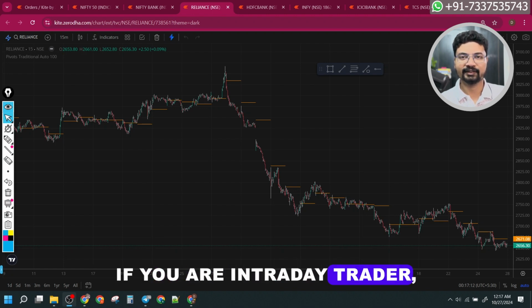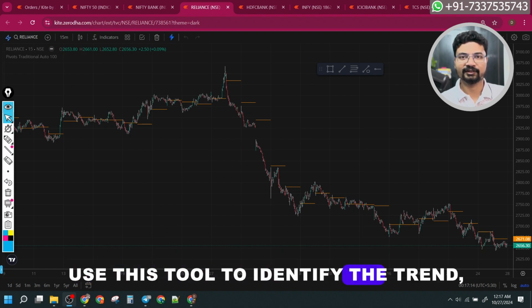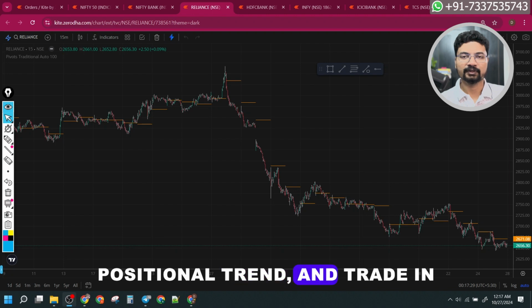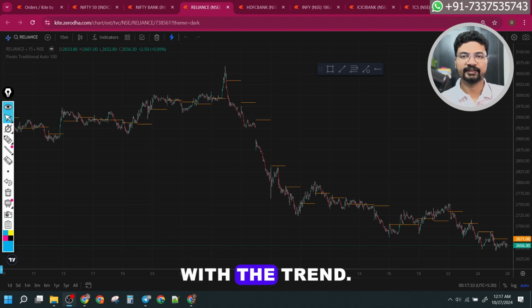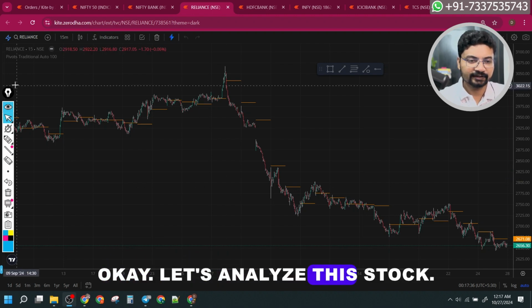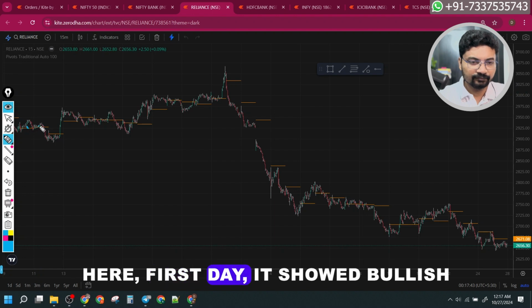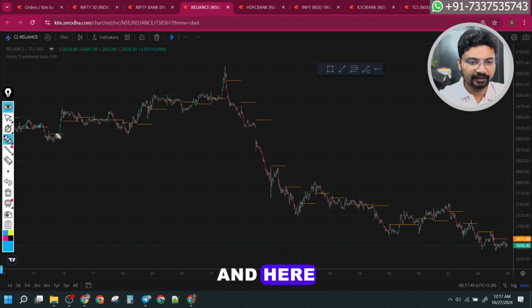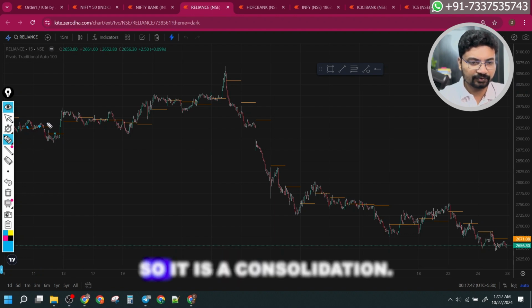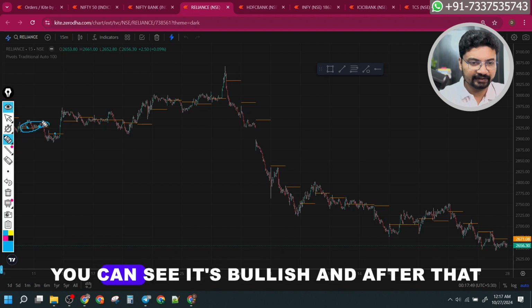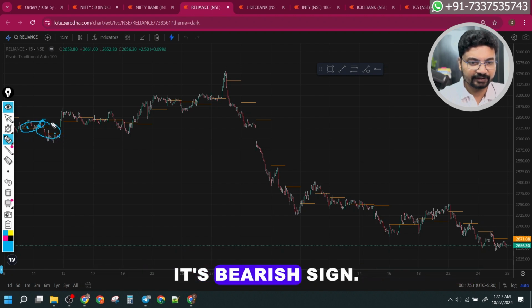If you are an intraday trader, use this tool to identify the trend, positional trend, and trade in intraday with the trend. Okay, let's analyze this stock. Here first day it showed bullish and here it showed bearish. So it is a consolidation. Here you can say it's bullish and after that it's a bearish sign.